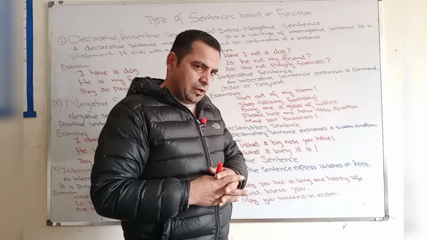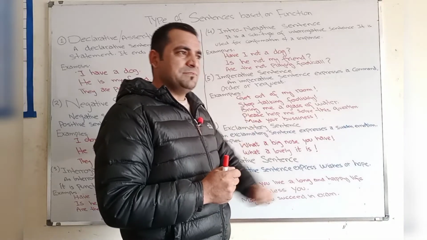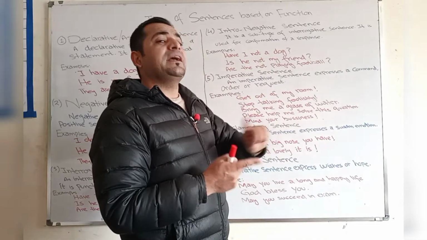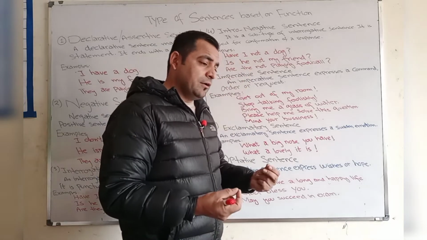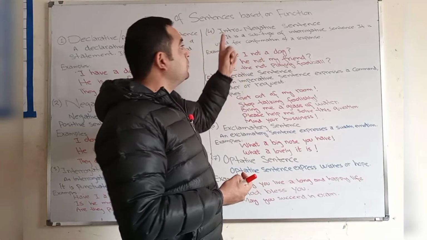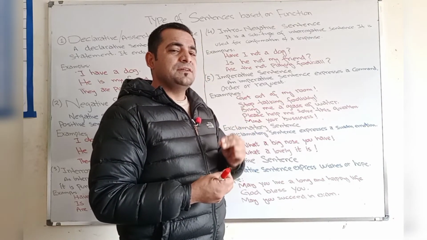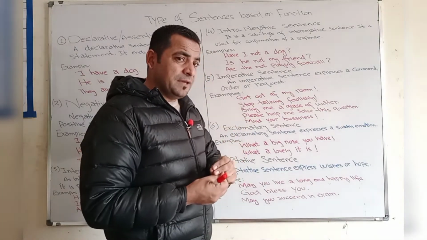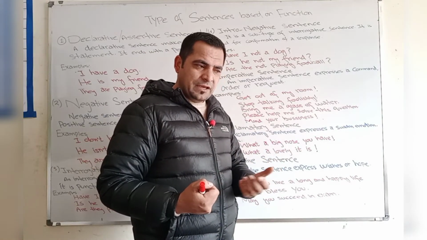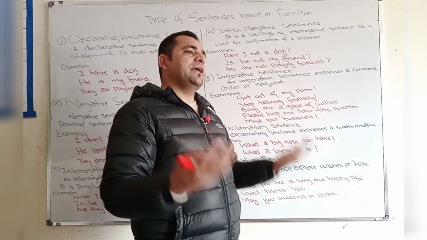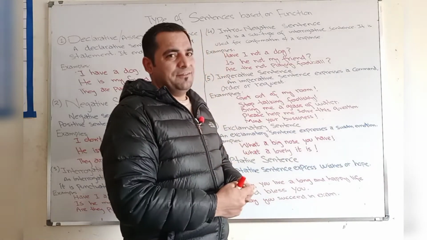Have I not a dog? Now, this type of question is a question, but at the same time, it is negative as well. For example, have I not a dog? When you are using an intro-negative sentence, your purpose is asking for confirmation. For example, if you are telling your friend, have I not a dog? It means that you want the answer in affirmative. You are making the confirmation that yes, I have a dog.